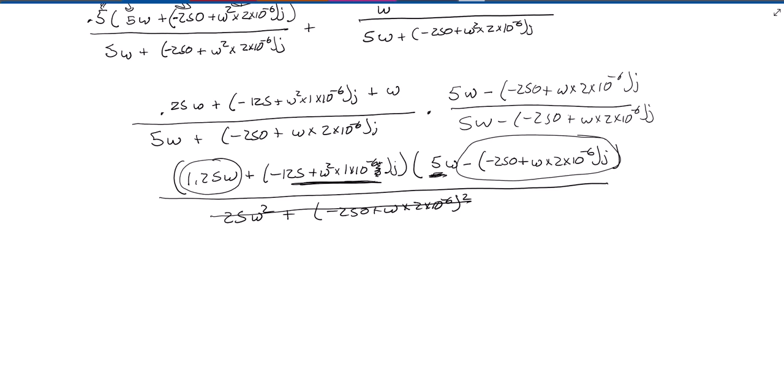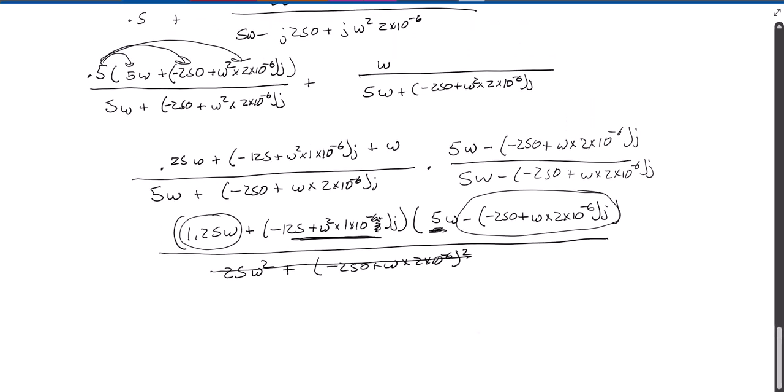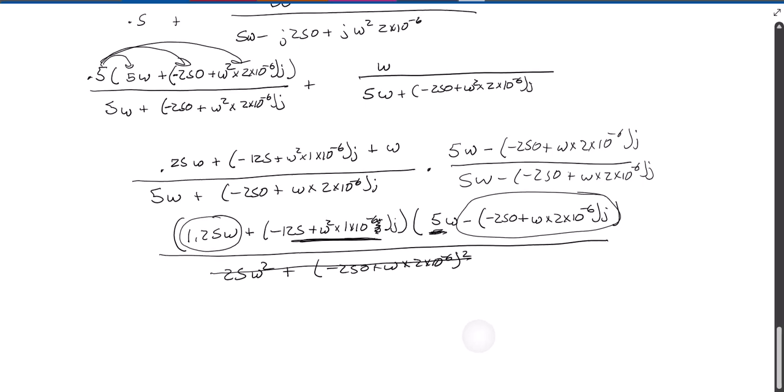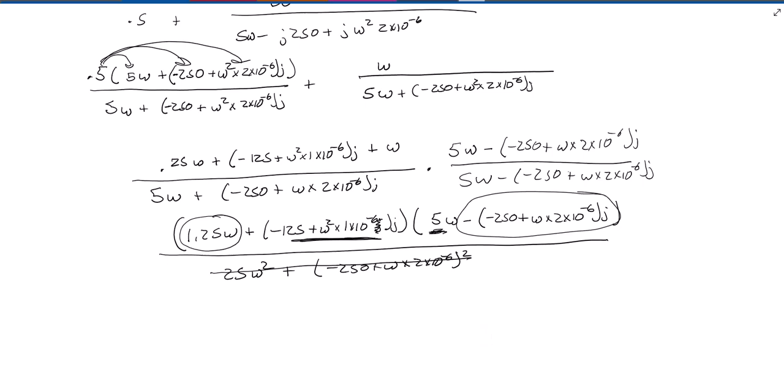Oh, there was a part that there was another omega in here, I think. Hold on. No, that part hadn't happened yet. So, I will have 1.25 omega times a negative, I'll put the negative right here, negative 250 plus omega times 2 times 10 to the negative 6.